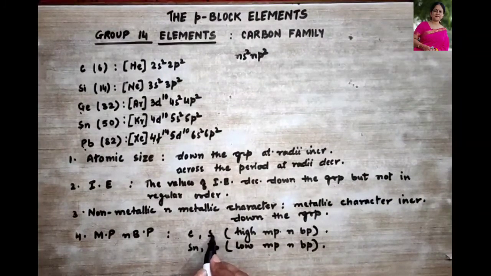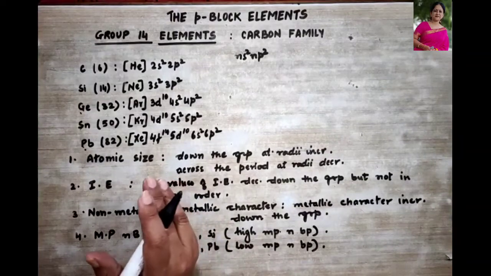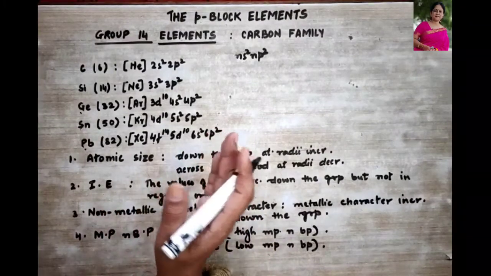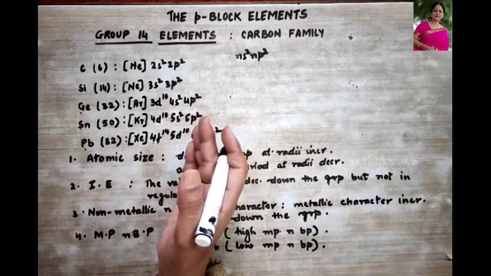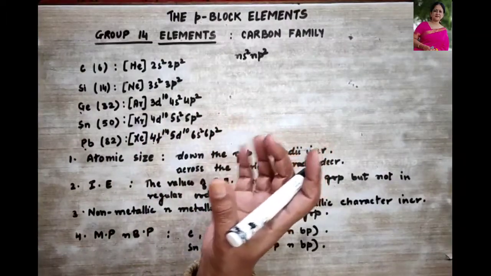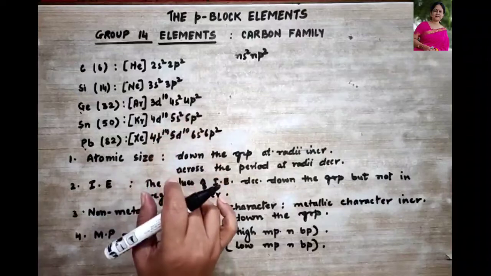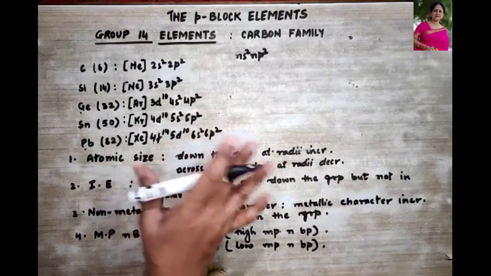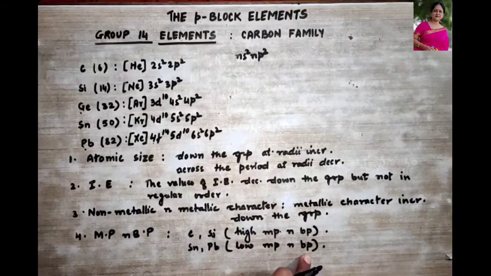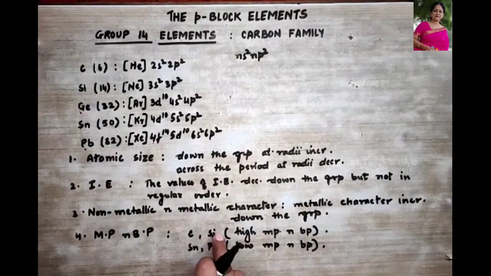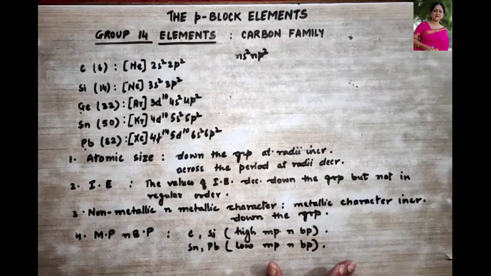Why do carbon and silicon have high melting points, and tin and lead have low melting points? The reason is that there is a decrease in the attractive forces because of the increased size, or you may say the nuclear pull is decreasing as we go down, and therefore the atomic size is increasing, and therefore they have low melting and boiling points. Whereas carbon and silicon, they form giant molecules, so they have high melting and boiling points, right? Next we talk about, this was the fourth point.